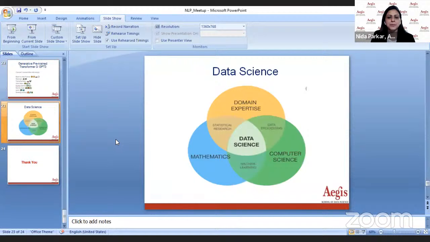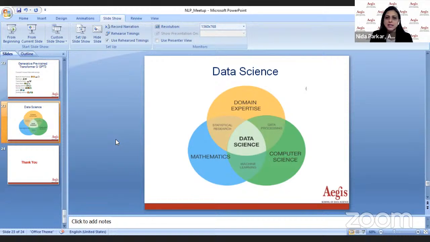So to sum it up, natural language processing deals with your textual data. Whenever you have to work on any textual data, you need to apply natural language processing, which you can further give to any machine learning or deep learning model.